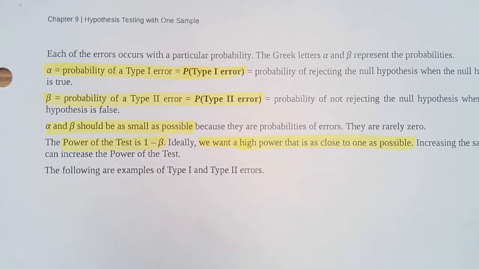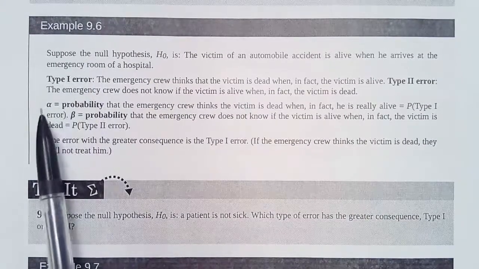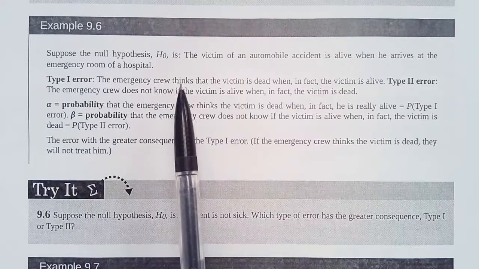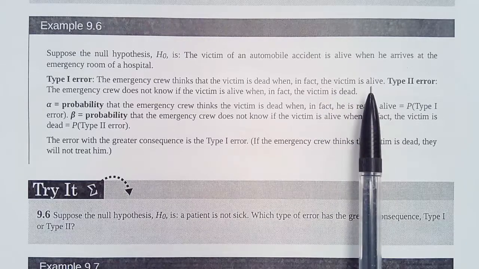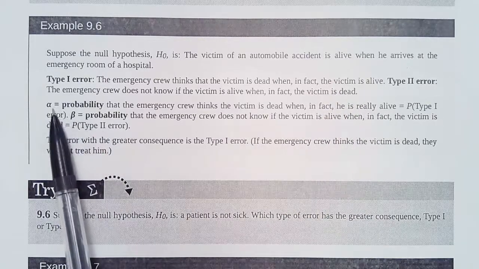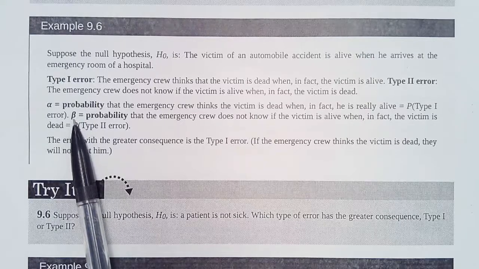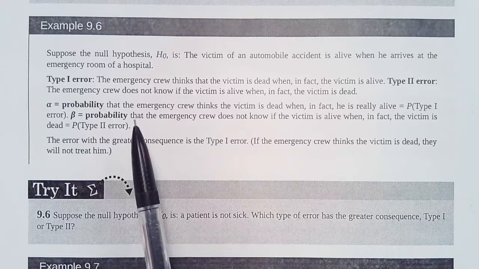So if we come back to this example 9.6, alpha is the probability that the emergency crew thinks that the victim is dead when in fact the victim is alive. Alpha is talking about that probability. Beta is the probability that the emergency crew doesn't know if the victim is alive when in fact the victim is dead.